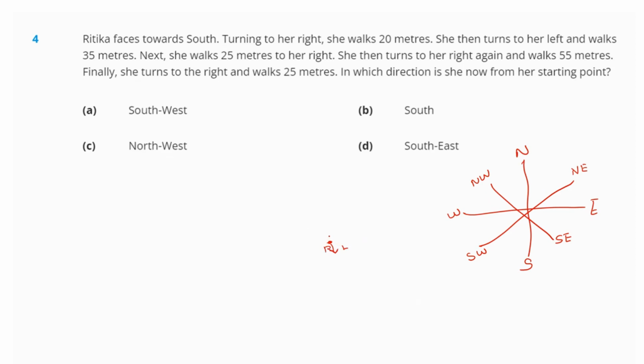She walks turning to her right. Now she turns to this side and walks 20 meters. She then turns to left. Now this is her right and this is her left. She turns to left and walks 35 meters. Next she walks 25 meters to her right. This is her right, this is her left. She walks 25 meters.